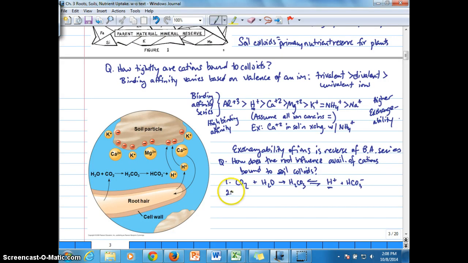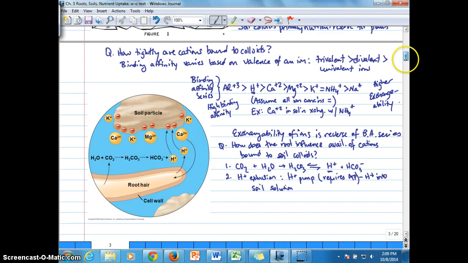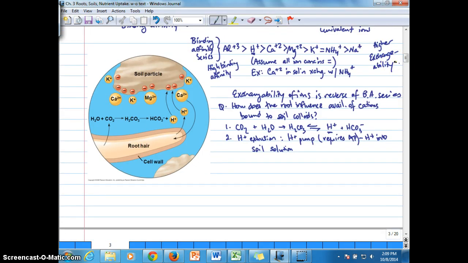Another way, which we'll talk a little bit more about, is called hydrogen ion extrusion, which uses a hydrogen ion or proton pump. It requires ATP to pump hydrogen ions out into the soil solution. As a result, they will again displace these lower binding affinity ions that are more highly exchangeable, making them readily available for uptake. So these are two ways that plants can influence the availability of soil nutrients in the soil solution itself.